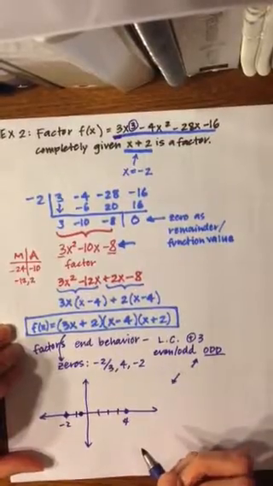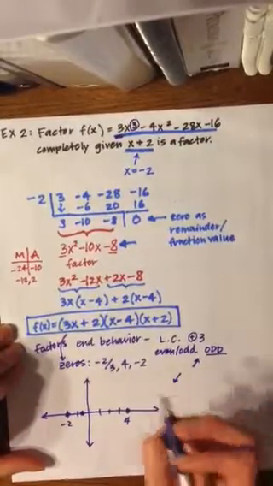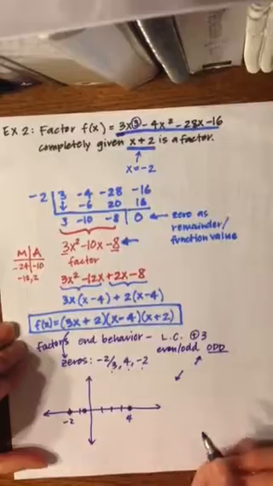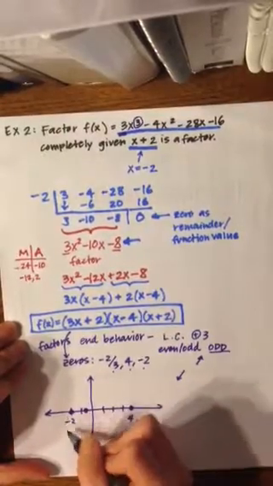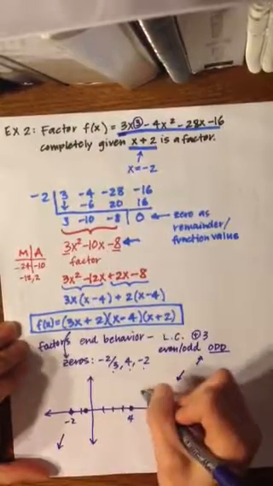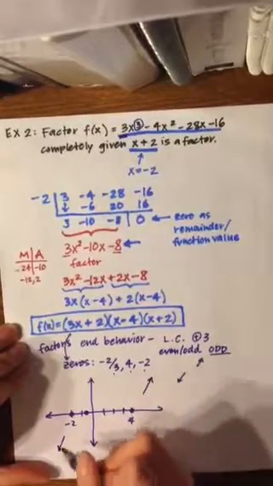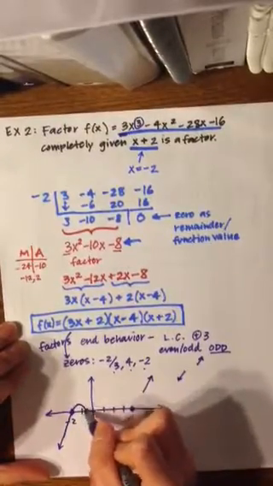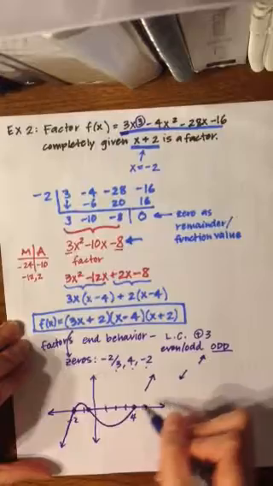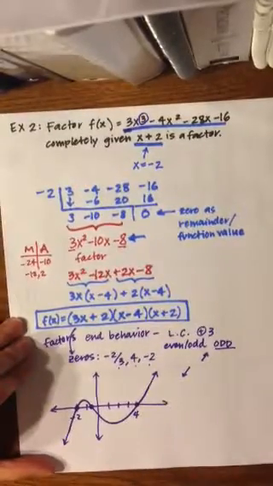None of these have a multiplicity of 2, so they'll all be crossing through. All three of these zeros will be crossing through. And then my end behavior, I can draw my little arrows on my graph, and then from there I'm just crossing through every 0. So here's a rough sketch of my polynomial.